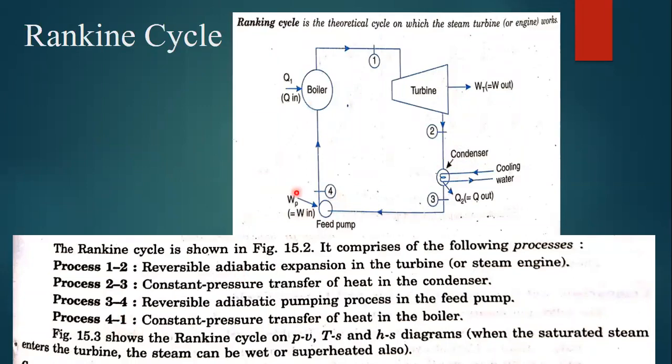And process 3 to 4, here we are going to have an isentropic pumping process. And again 4 to 1, there will be an isobaric process, and that too a heat addition process. Within the boiler we are going to add some heat. That's why we call this process a constant pressure or isobaric heat addition process.